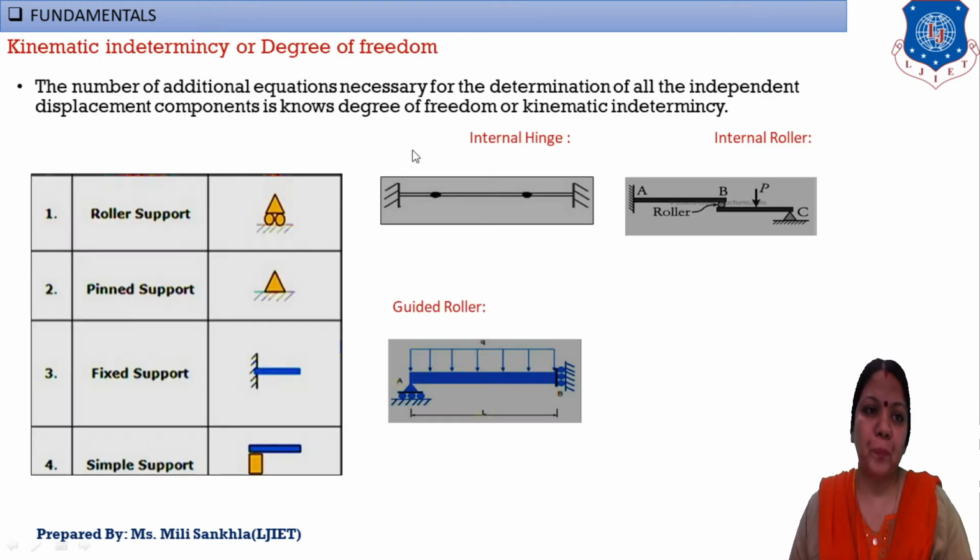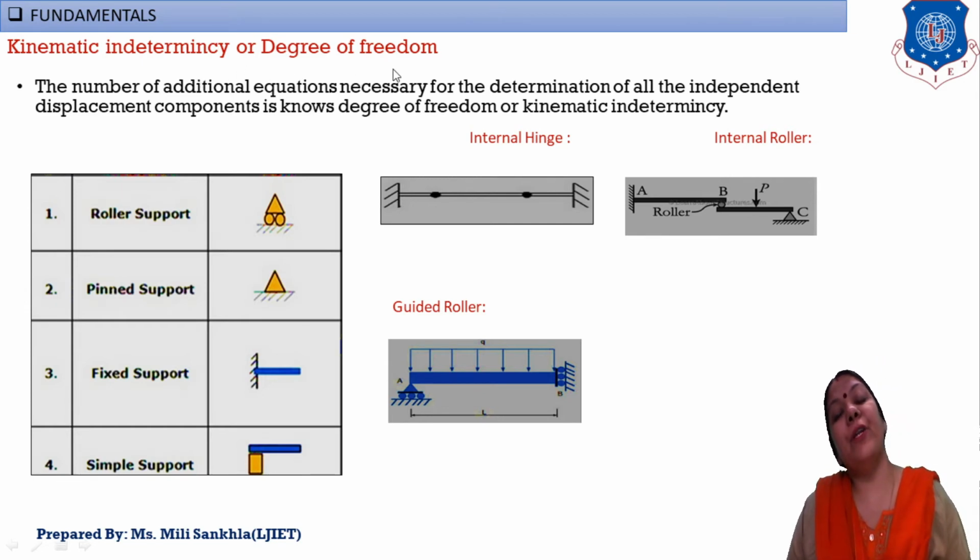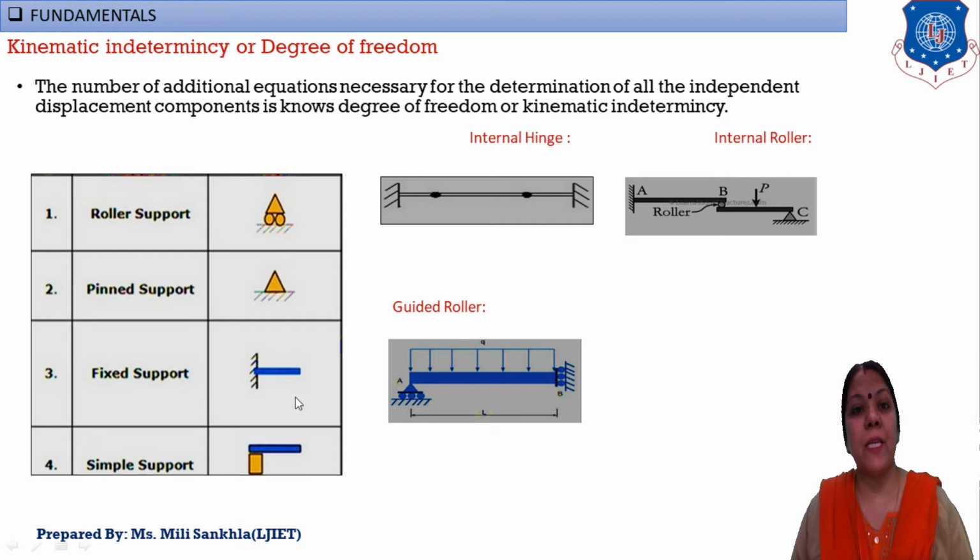Now first of all, what is kinematic indeterminacy and degree of freedom? Here we discuss kinematic. First we discussed SI and second we discuss kinematic indeterminacy, and the second name of kinematic indeterminacy is degree of freedom. Now we understand this definition: the number of additional equations required to find out the displacement of a joint is known as degree of freedom or kinematic indeterminacy. Again I am repeating.